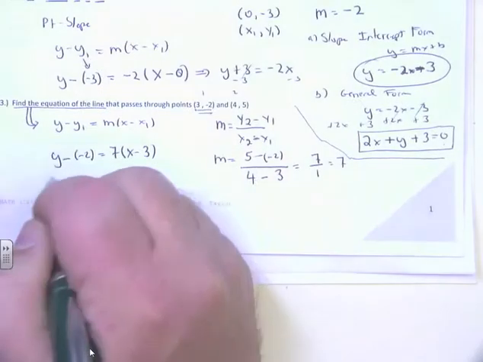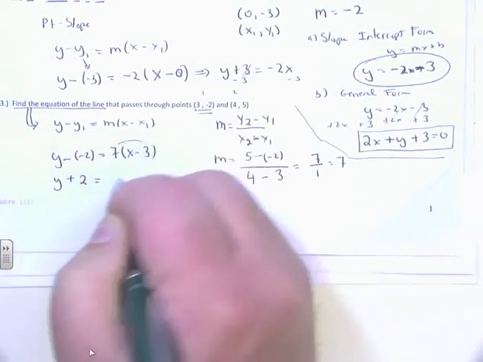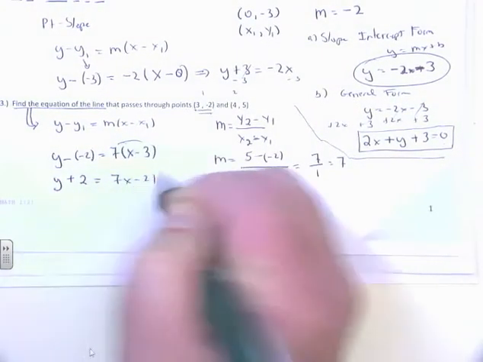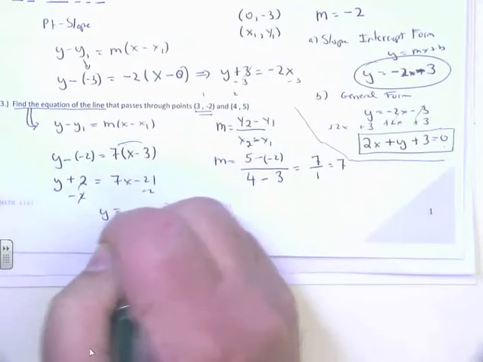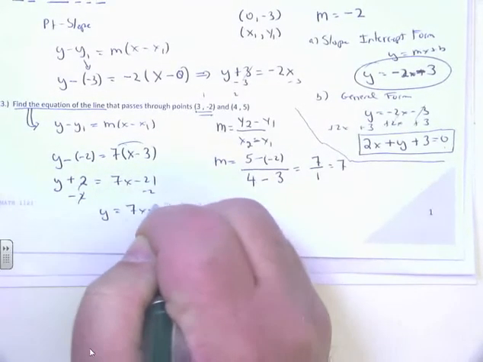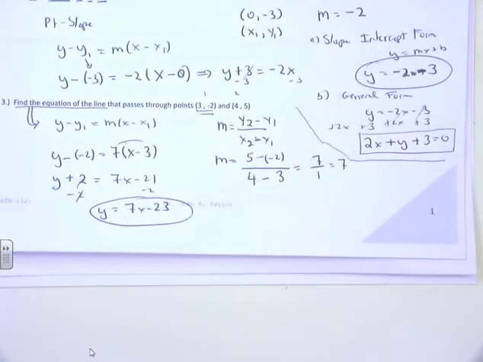So I'm going to first clean it up. A minus is a plus. That's y plus 2. And I'm going to distribute the 7: 7x minus 21. And I'm going to subtract 2 from both sides to solve for y. And I got y equals 7x minus 23. And there's my solution. The slope is 7. The actual y-intercept is negative, the sign goes with it, negative 23. Does that make sense? All right.